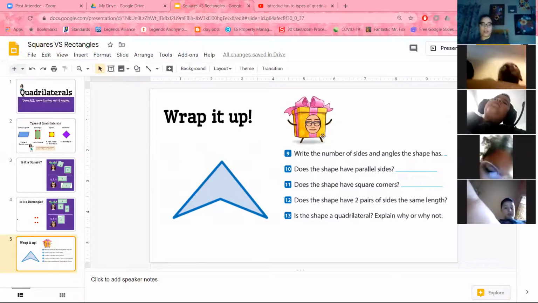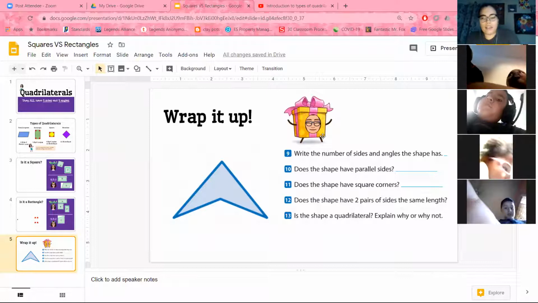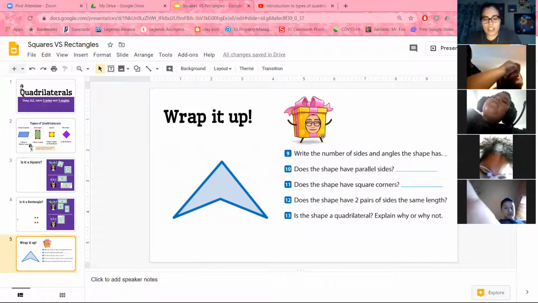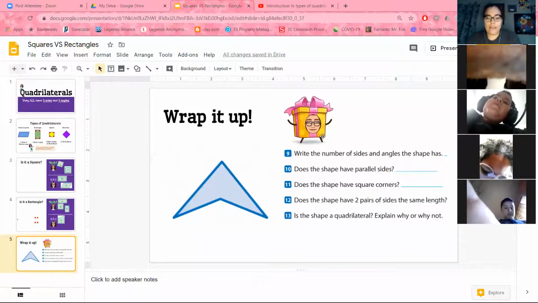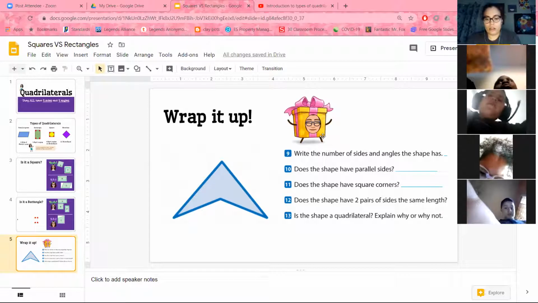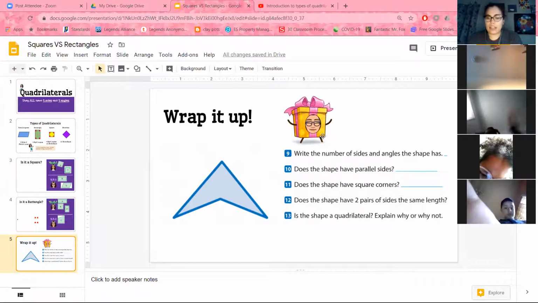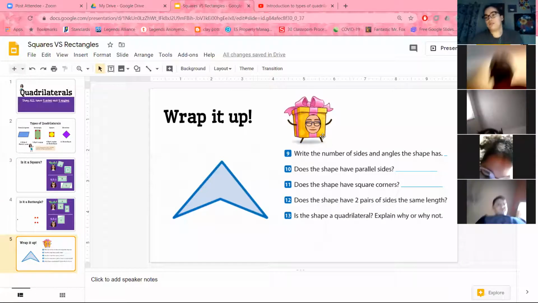So first, you're gonna write down the number of sides and angles that the shape has. You need to say, does the shape have parallel sides? Yes or no? Does the shape have square corners? Yes or no? Does the shape have 2 pairs of sides the same length? Yes or no? And is the shape a quadrilateral? Okay, so a lot of these are just yes or no. The only one you really have to explain is number 13.